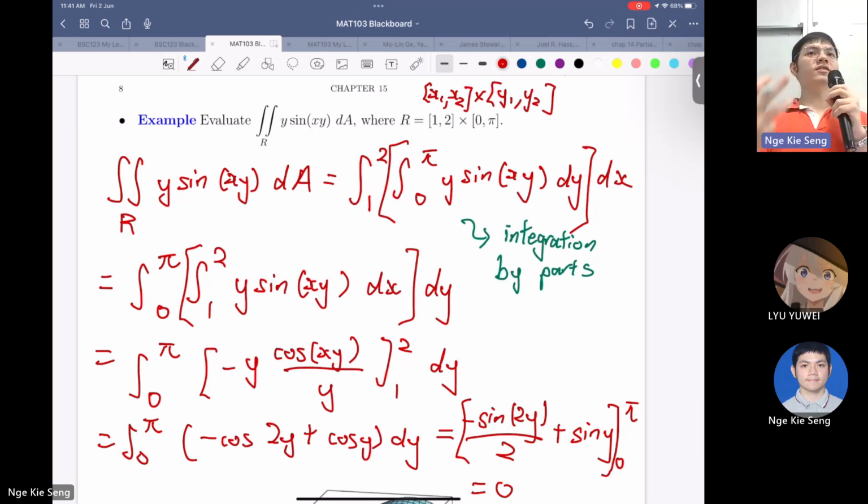If this is always positive, this represents the volume under the solid and above the rectangle. Can we use that method or not? Does this represent the volume under this surface? Can we use it? Yes or no?